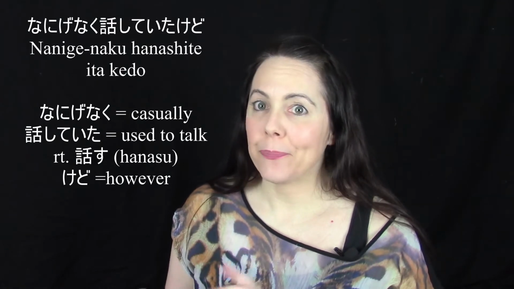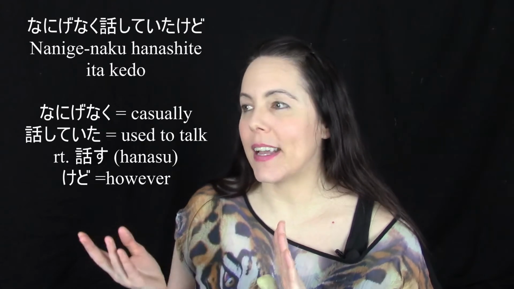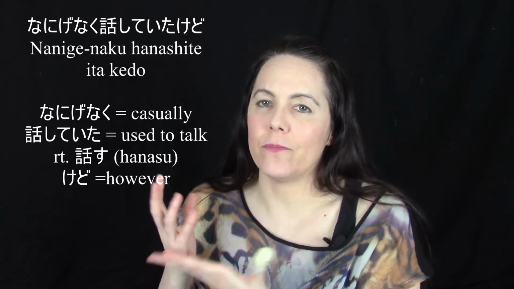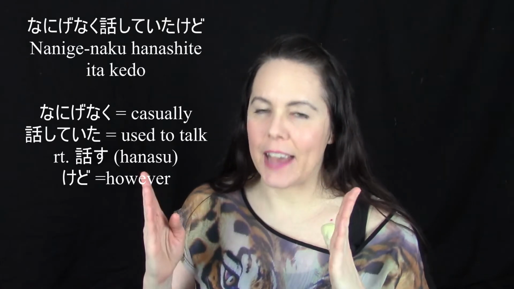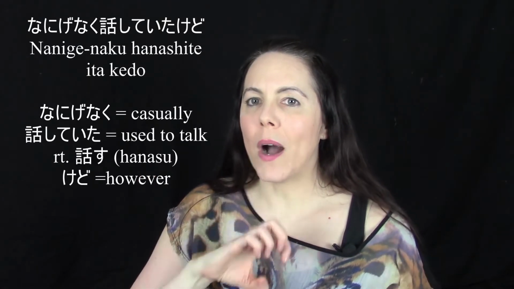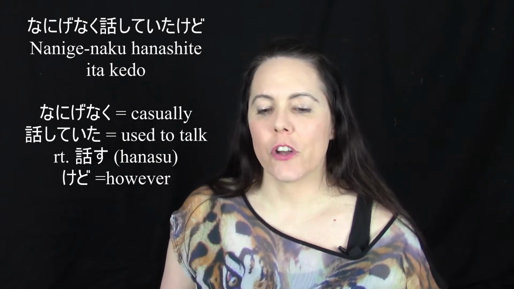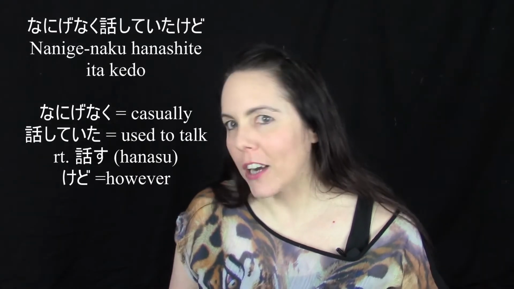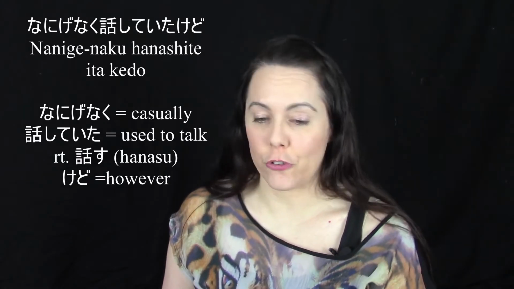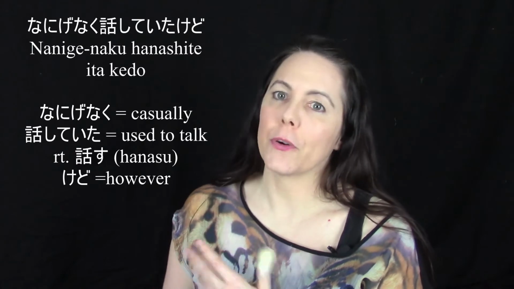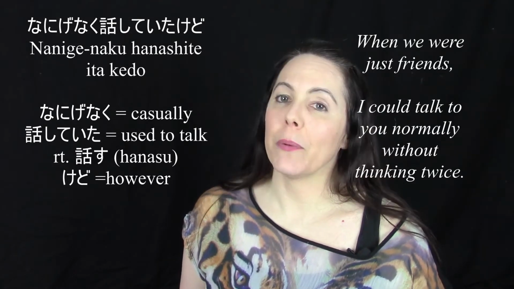So ita, you might remember the beginning of the song, ふたりで ita. So it's kind of that same verb, the past tense of to exist. But also, if you add it to the end of the te form of a verb, it means was doing the verb or used to do the verb. So instead of I talked or we talked, it is we used to talk or I used to talk. And then kedo means however or but. So the whole thought is when we were just friends, I could talk to you normally without thinking twice about it.